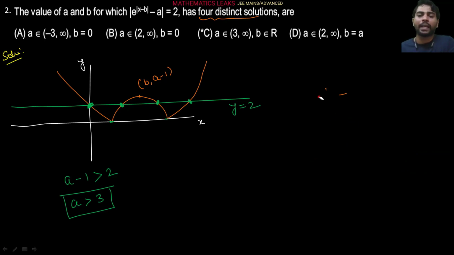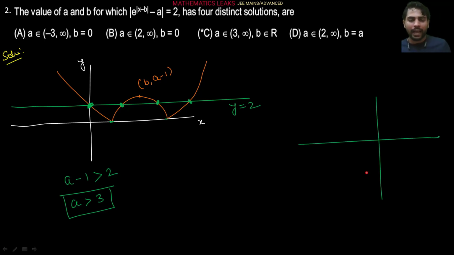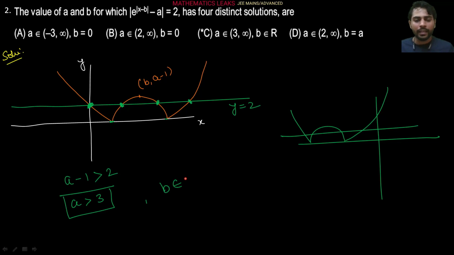And what about b? What about b? B is anything, either positive or negative. Since I said it is positive in the question, the graph is shifted b units on the right side. If b is negative, the same scenario will happen on the left side, but the conclusion will come out the same here. It means b belongs to all real numbers.